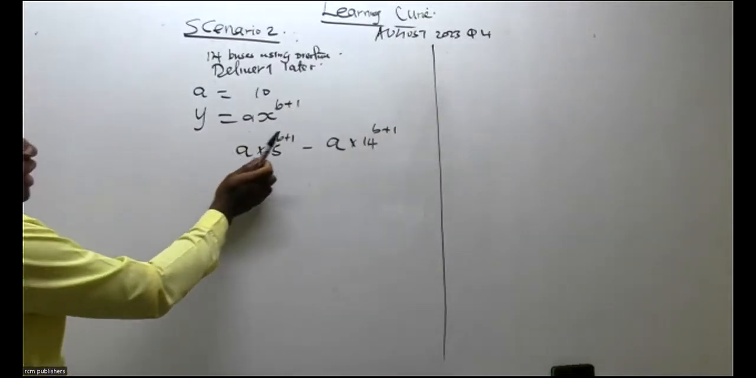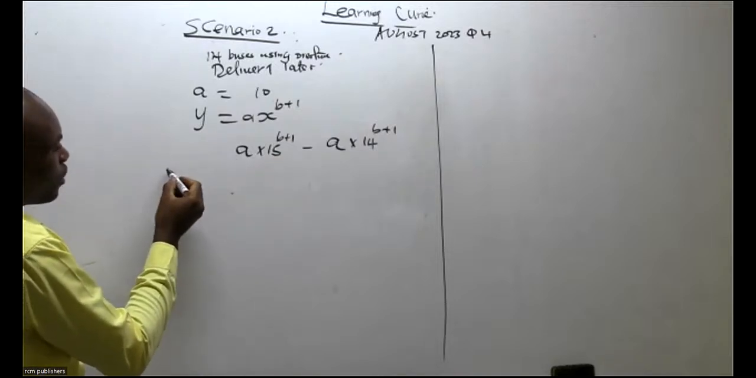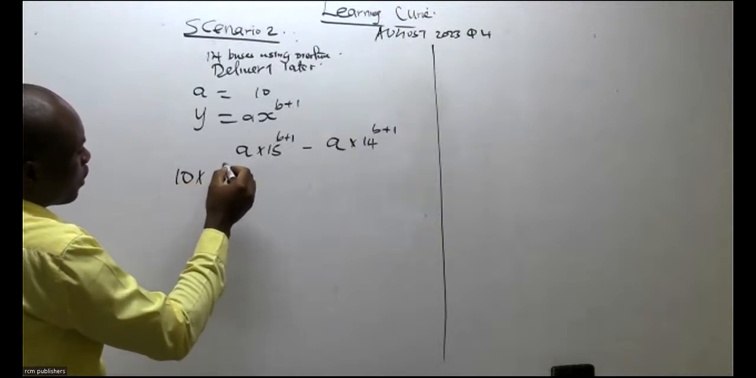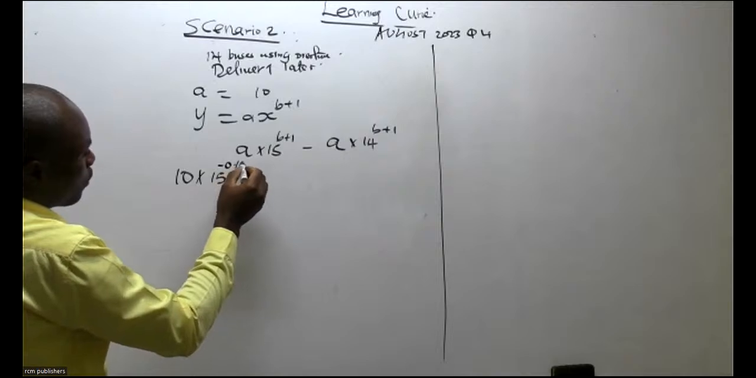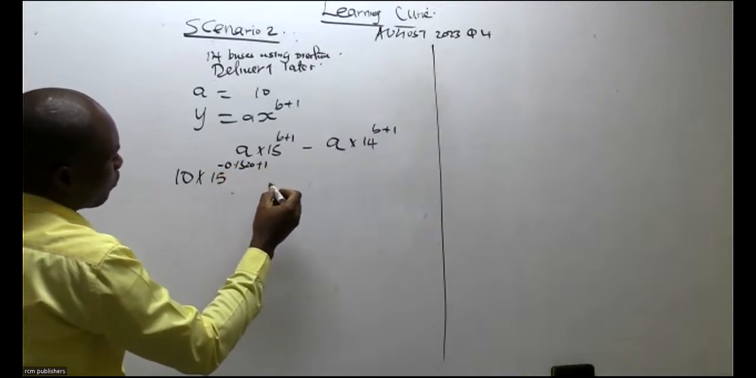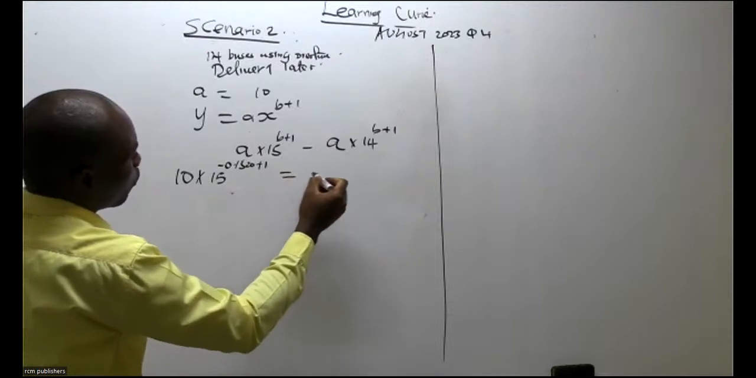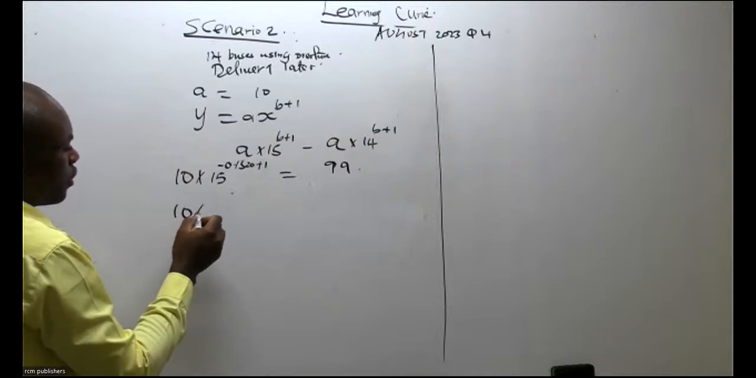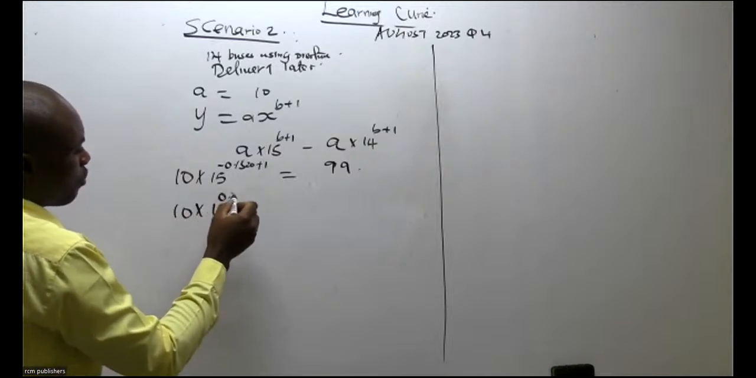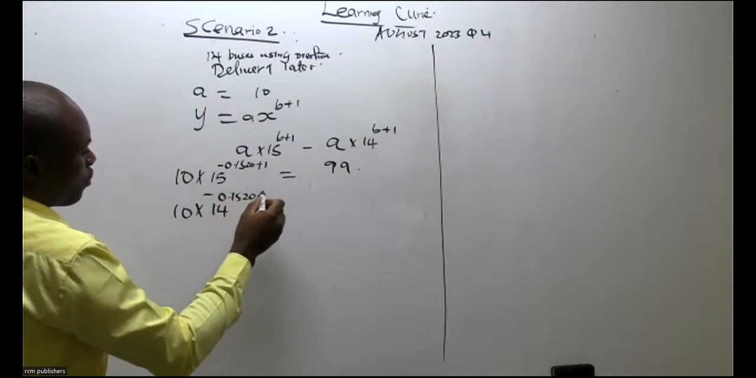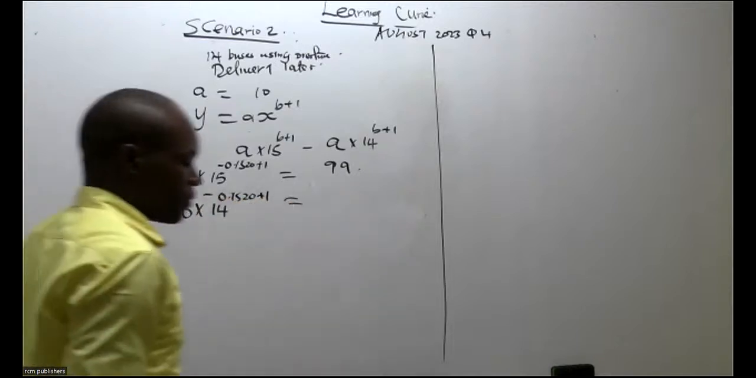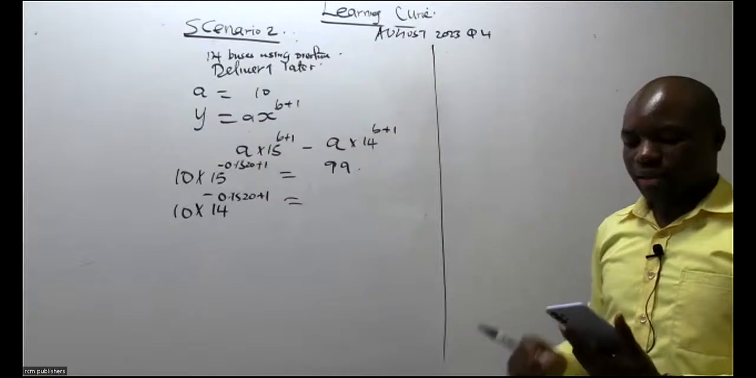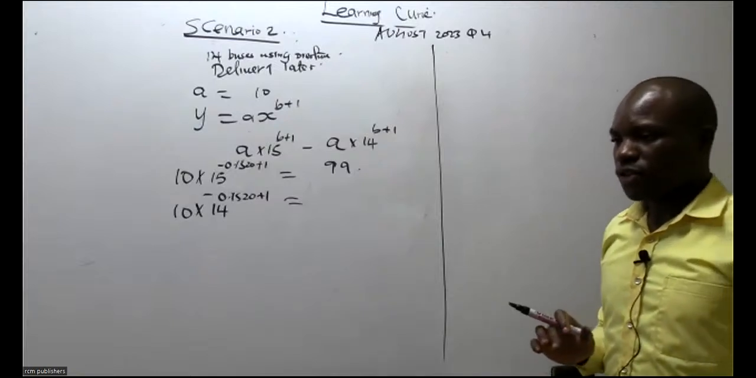So let's get, of course, we add this one here. That is A, which is 10, times 15 raised to power B, which is negative 0.1520 plus 1. I think you gave me 99. Then A, which is 10, times 14 raised to power negative 0.1520 plus 1. You should now give me the figure here. Let's go quickly. Time is not on our side. We still have 2 scenarios to deal with.